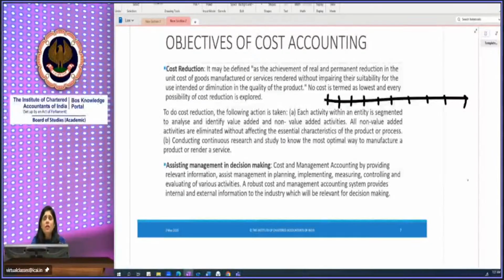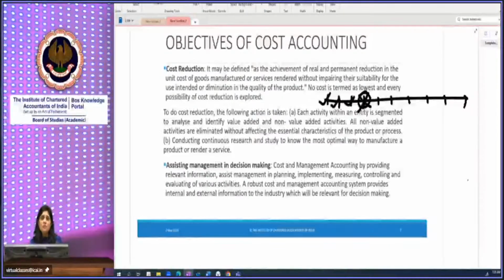Now the cost reduction team will see which processes are non-value added. That means they are just adding to the cost but not adding value to the product. Are you getting me? So they will eliminate those non-value added processes. Let us say process 1 is important to the product, process 2 is important, 3 is important, but process 4 is actually increasing the cost without adding value to the product. So if we eliminate this, we manage to reduce the cost a bit. That is the purpose of cost reduction.